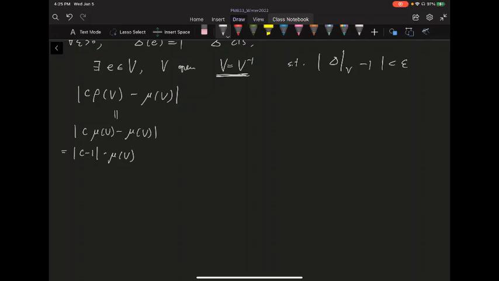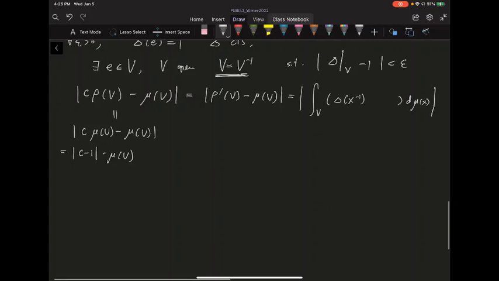And on the other side, c times rho is just rho prime, so let's replace it by rho prime, and then we subtract mu of V. Rho prime is given by this integral, so let's write it as the integral over V of, for rho prime, delta of x inverse d mu of x, minus another copy of mu, so mu of V is just the integral of 1, so you minus 1 here. So this is less than or equal to the integral of the difference, delta of x inverse minus 1, d mu of x.